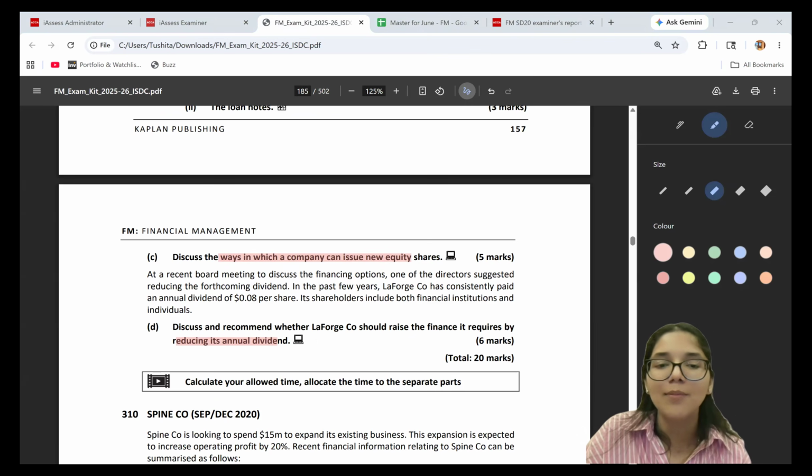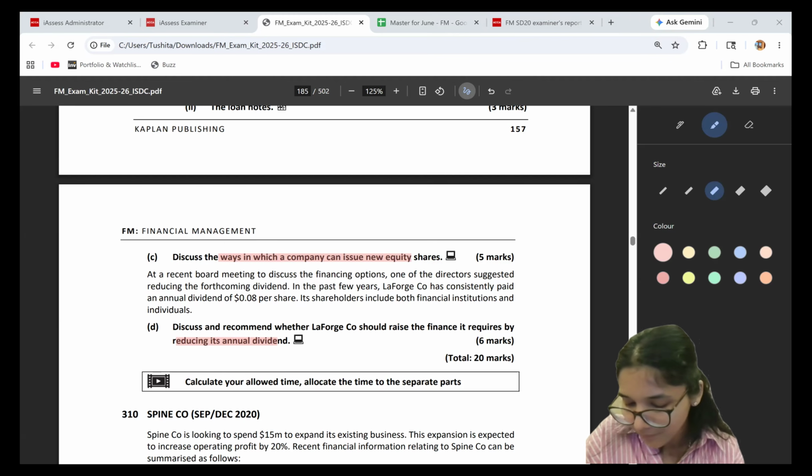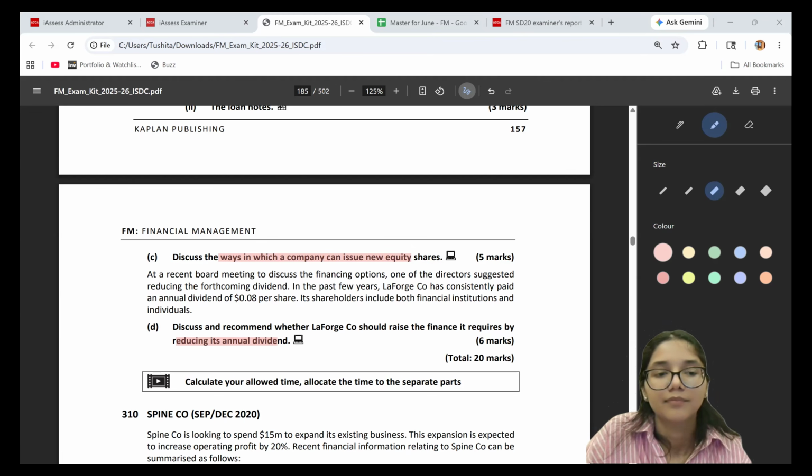Can you people name me some of the ways that a company can use to issue new equity shares? What are some of the ways that we have studied to issue new equity? Okay, a private placement can be done. Retained earnings, but that's not a new way of going ahead with equity. Rights issue can be done. Okay, what else can a company do? Initial public offering can be done.